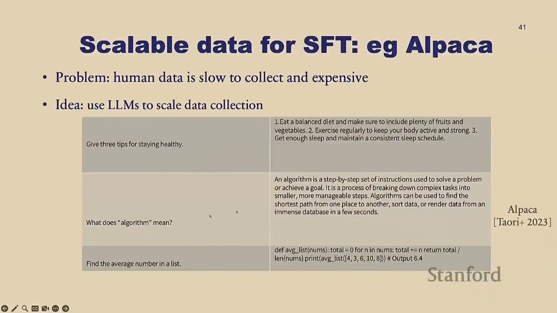This is the type of data that we collected. So things like, what does algorithm mean? An algorithm is a step-by-step set of instructions used to solve a problem or achieve a goal, and so on. So the data is actually pretty good, given that it was generated by LLMs from essentially 2 generations ago.